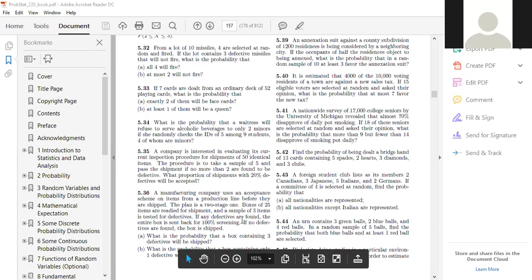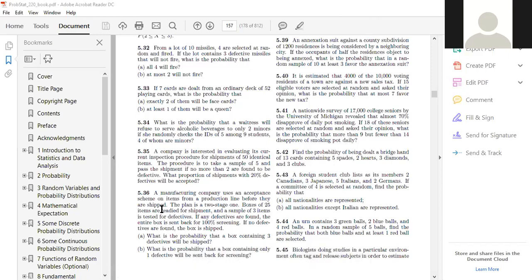If the defective rate is 100%, meaning all 3 items are defective, then my k equal to 100. If no defectives are found, the box is shipped. What is the probability that a box containing 3 items will be shipped? That means no defective is found, right? That means x is equal to 0. That means I can write like this.